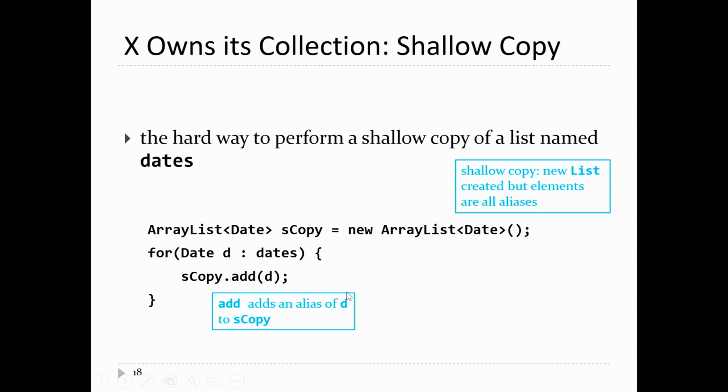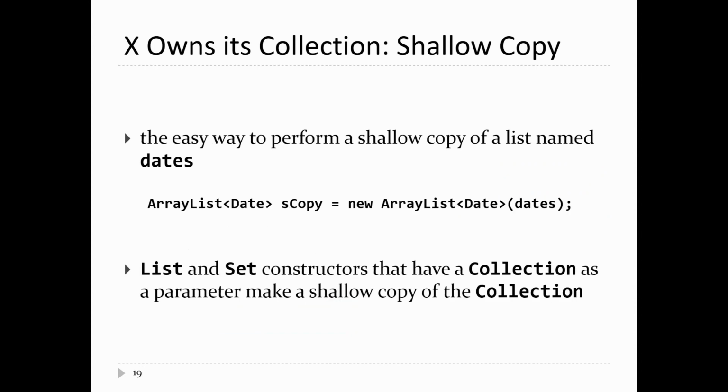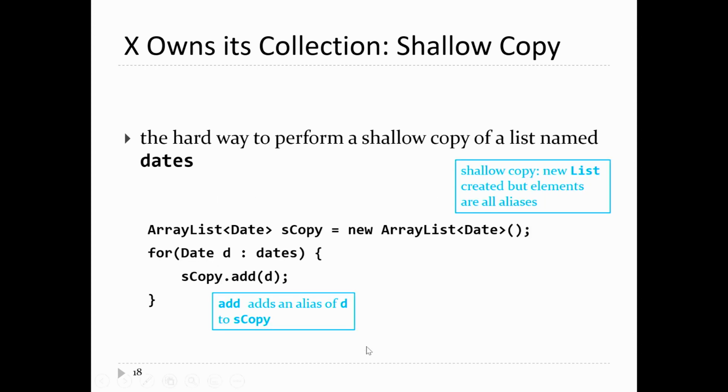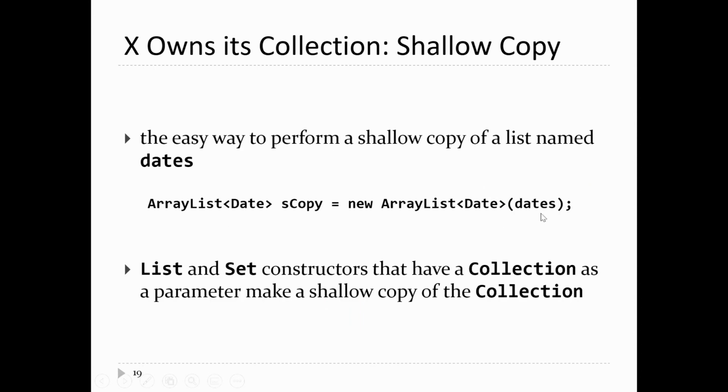Now what does that do? Well, it doesn't make a copy of D every time. In other words, it's not making new date objects. It just made a new list. Everything you put into the list is just a reference to another object somewhere else. So don't write the loop yourself. Just call the list copy constructor.